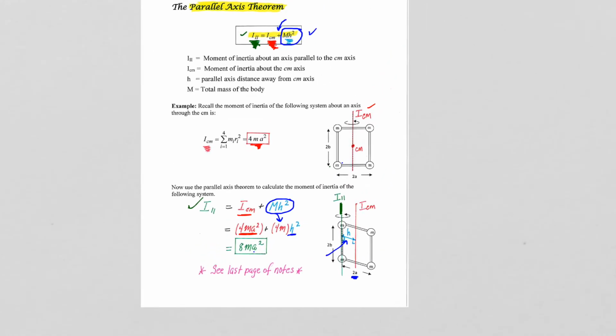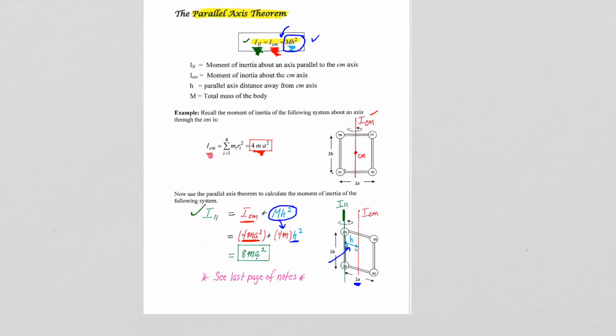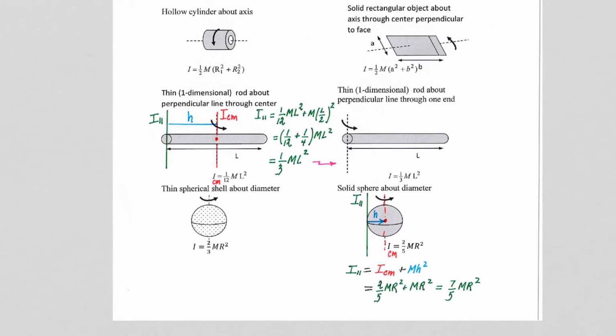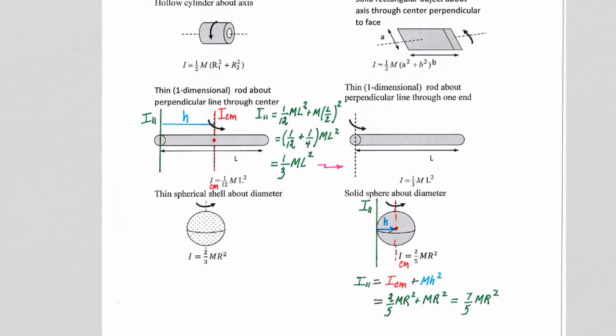Now, for a point particle system, the parallel axis theorem saves us a little time, but really not that much. But let's go, as it says here, to our last page of notes, and let's look at two examples of the parallel axis theorem that are quite useful. If we consider a tabulated understanding of the center of mass moments of inertia, let's do the sphere down here first.